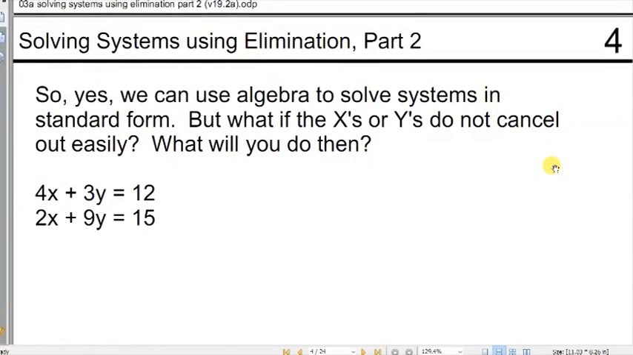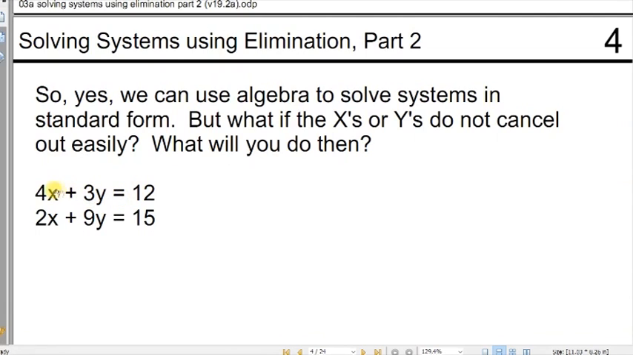So yes, we can use algebra to solve systems in standard form. But what if the x's or the y's don't cancel out easily? What will you do then? In the video you watched at the beginning, I showed you that sometimes you need more water to put the fire out. Sometimes you have a 4x and a negative 2x and they're not enough. You need a 4x and a negative 4x. You need more. So how do we get there?